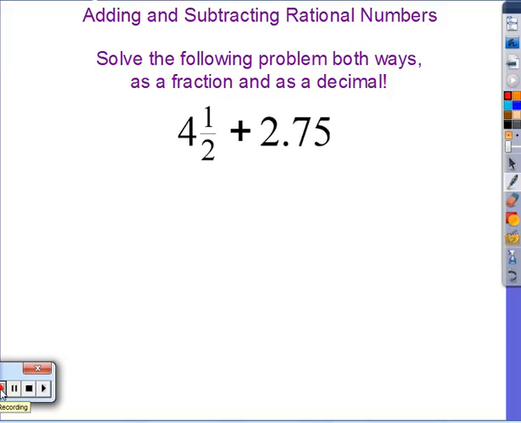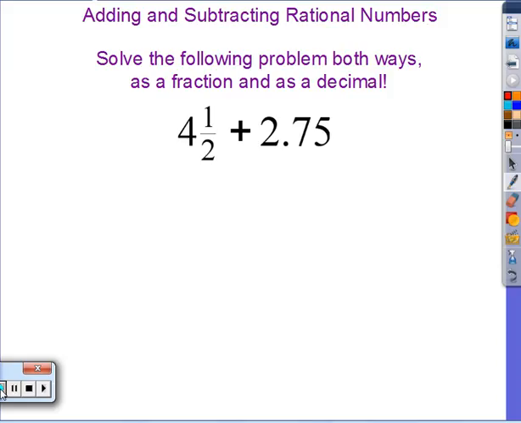Alright, for this one, we're adding and subtracting with a fraction and a decimal. So we've already added with fractions with unlike denominators. We've already added with decimals in the past. So we're just going to practice combining the two. So this one I'm going to do for you, so you're just listening, and you're going to see me solve it as fractions and as decimals. I'm going to do it both ways so you have an example of both.